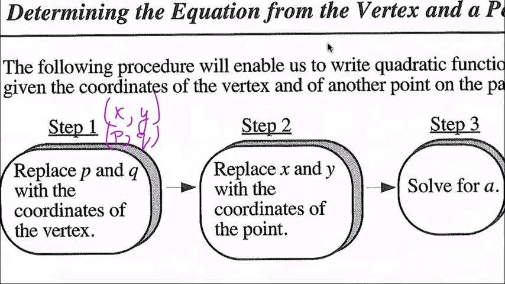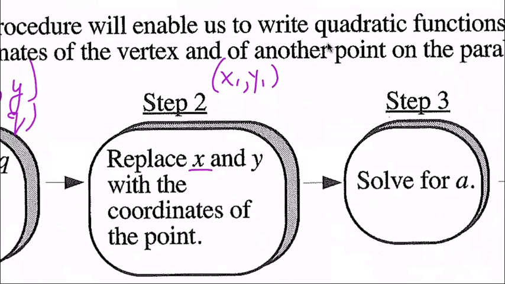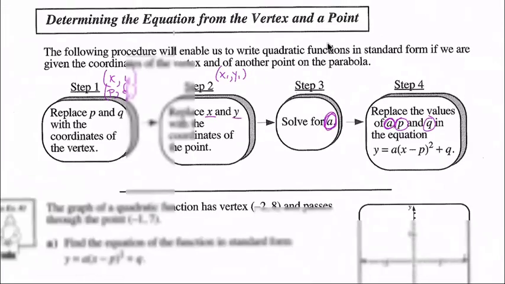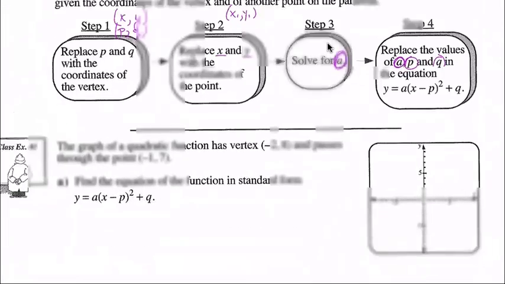If we have a different point, I'm going to call it x1, y1, we can substitute those values in for x and y, and that's going to leave us with only one variable left, and that's a. So then we solve for a, and then we can rewrite our equation using the a that we just found and the p and q that are given to us. So let's look at example 1.